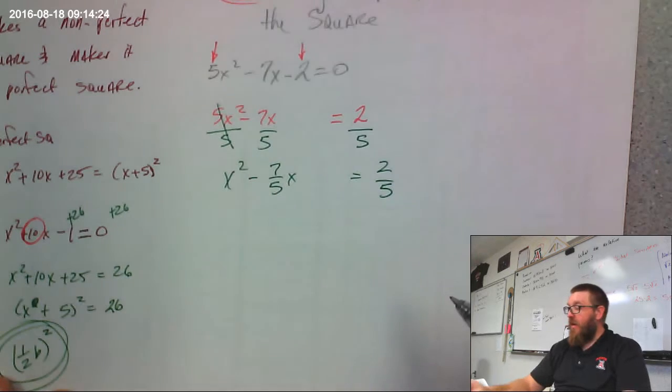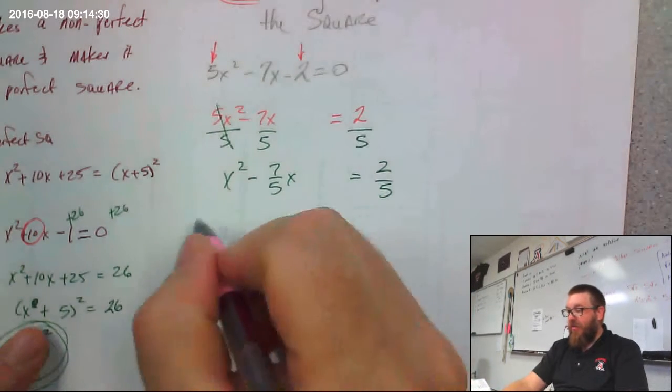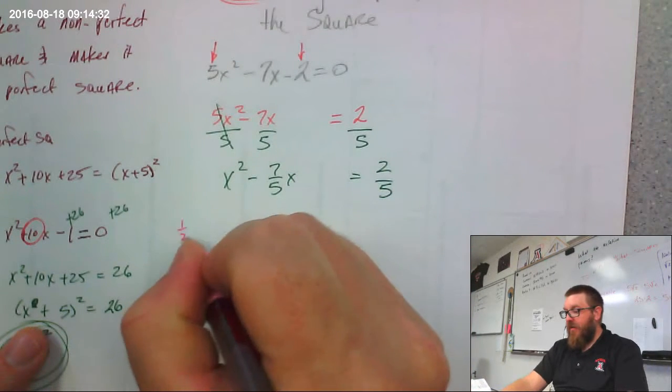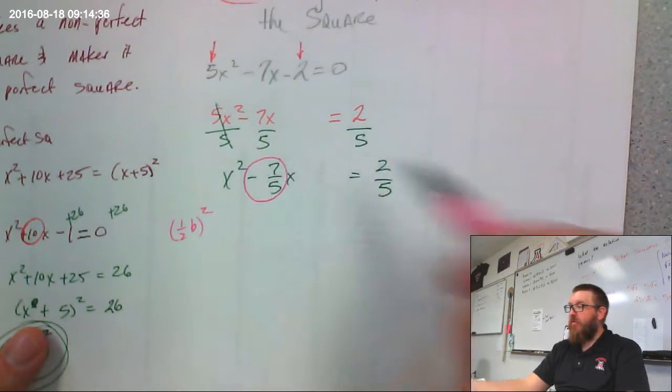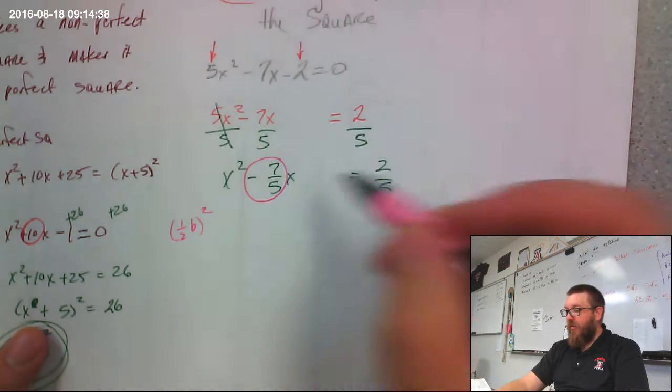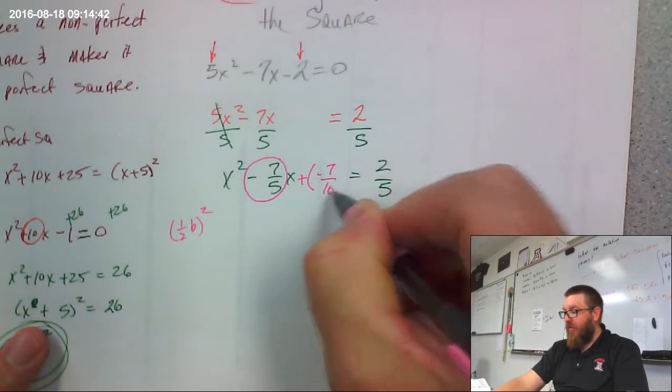We're dividing. All right. Now, half of b squared. Half of b squared. That's the thing. So half of b squared, 1/2 of b squared. And b is negative 7/5, right? So half of that, so I'm going to write it like this, minus 7/10 squared.